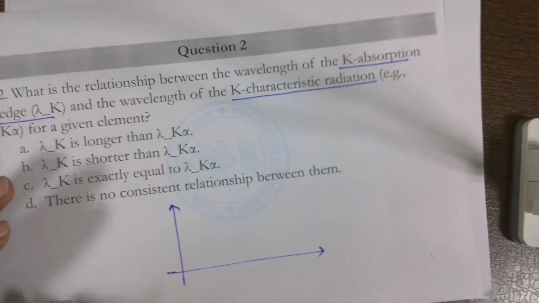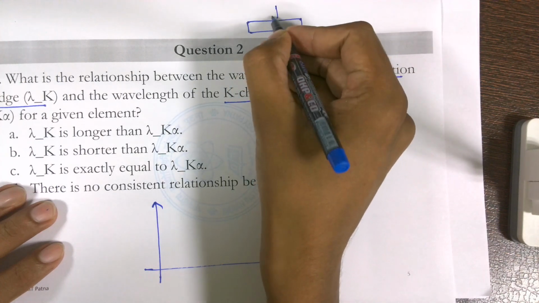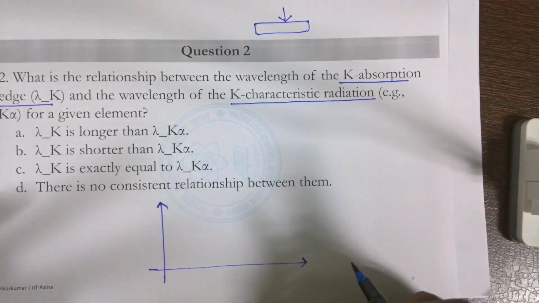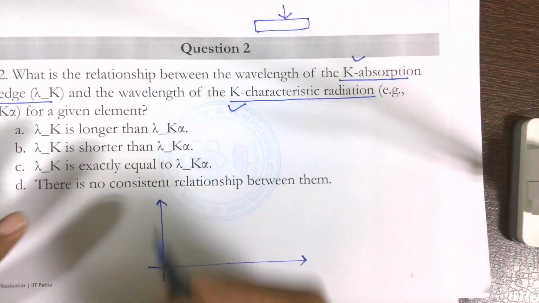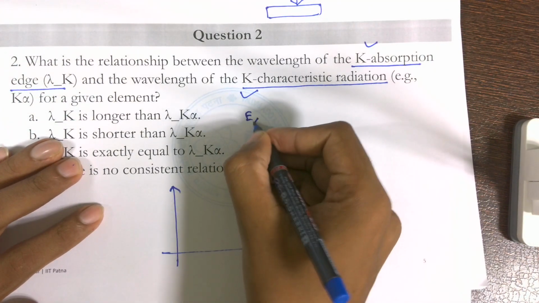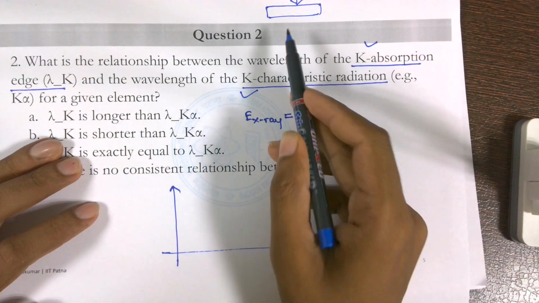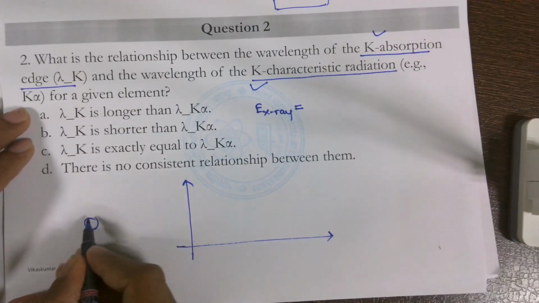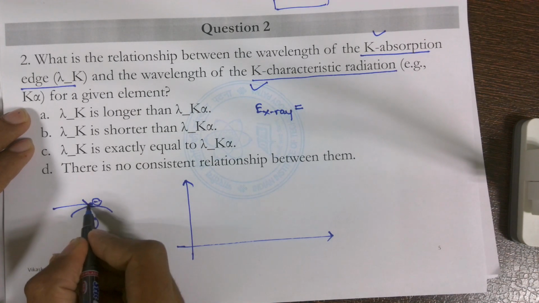Now see, you are passing an X-ray through the material. Let's say this is my material. You are passing an X-ray. Now this X-ray is going to do two things. First of all, since we are talking about the K edge and K characteristic, it's obvious that we are talking about this particular region. In this region, let's say my X-ray has the energy E X-ray, which it is going to transfer, it's going to knock out this particular electron which is near to the nucleus.